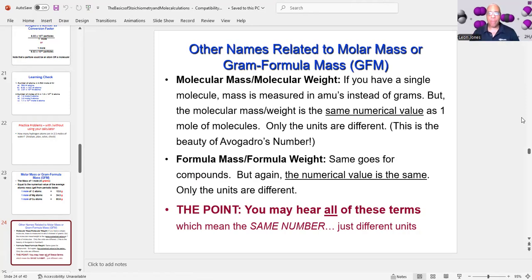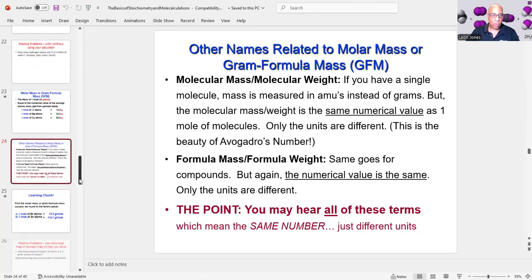This is the beauty of Avogadro's number. Then you have formula mass, formula weight. Same goes for compounds. But again, the numerical value is the same. Only the units are different. Now, all of these terms you may hear mean the same number, just different units.